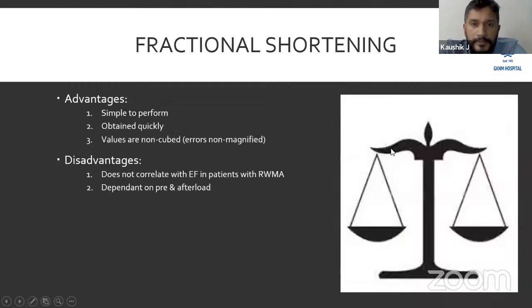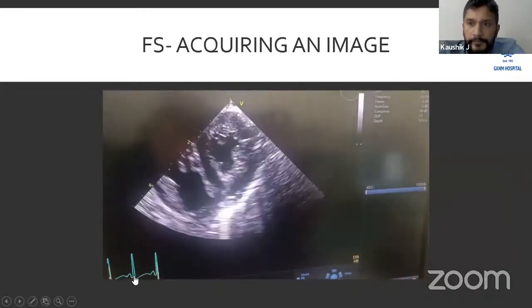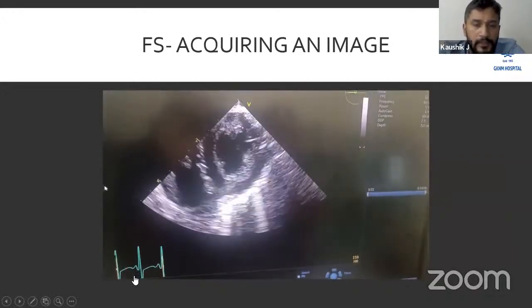So what are the advantages of this method? I think all of us should be familiar with this because, for one, it is very simple, very easy to perform, and can be obtained very quickly. Even our sonosite machine has this mode, so it can be a very quick estimate of ventricular function. So we shall go through the steps of how to get this fractional shortening.